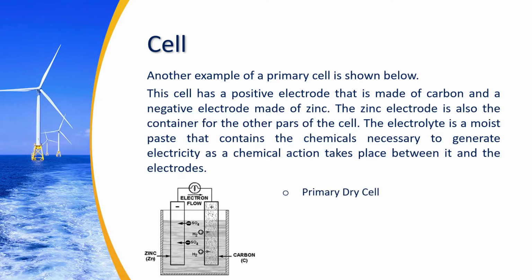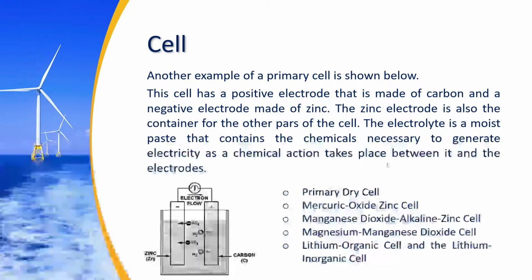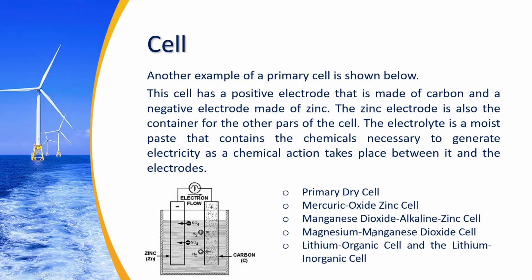Okay? So, ito yung mga different examples o types ng mga primary cell natin. So, meron tayong primary dry cell, mercuric oxide zinc cell, manganese dioxide alkaline zinc cell, magnesium manganese dioxide cell, lithium organic cell, and lithium inorganic cell. Tandaan natin na lahat ng types ng primary cell na to is non-rechargeable. So, hindi sila nagre-recharge. Pwede silang ma-restore by replacing yung mga electrodes natin.